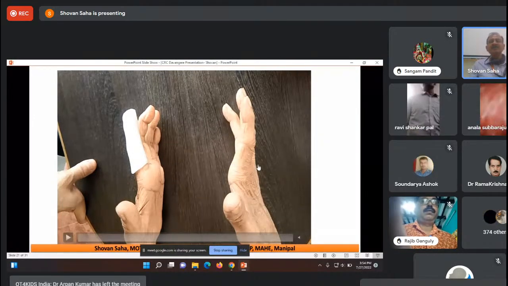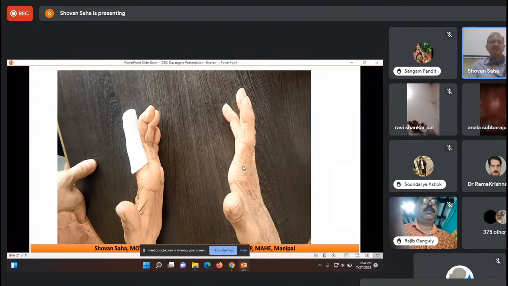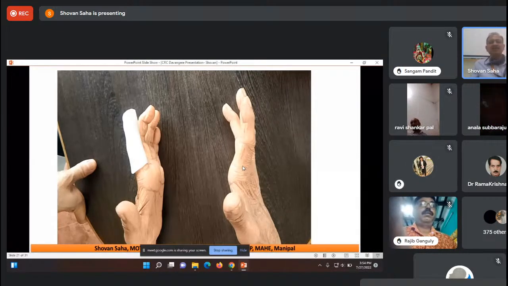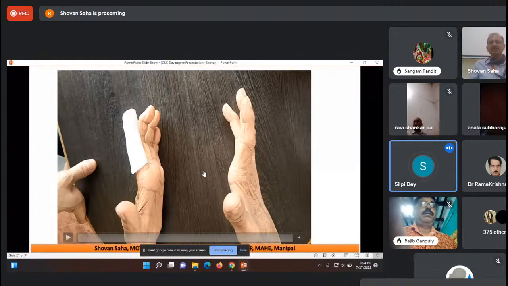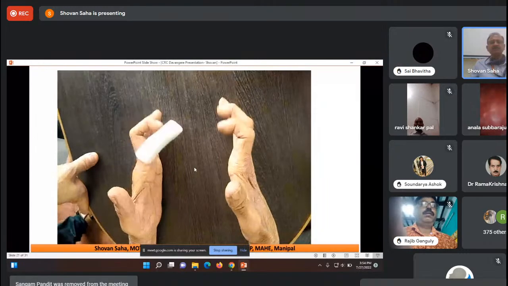And what happens is she has developed a non-stretchable contracture of the MCP joint. So when she went to the surgeon, they said you have to do arthrolysis, which she was not very keen on at that age. Okay. So this was one of the methods that we started.